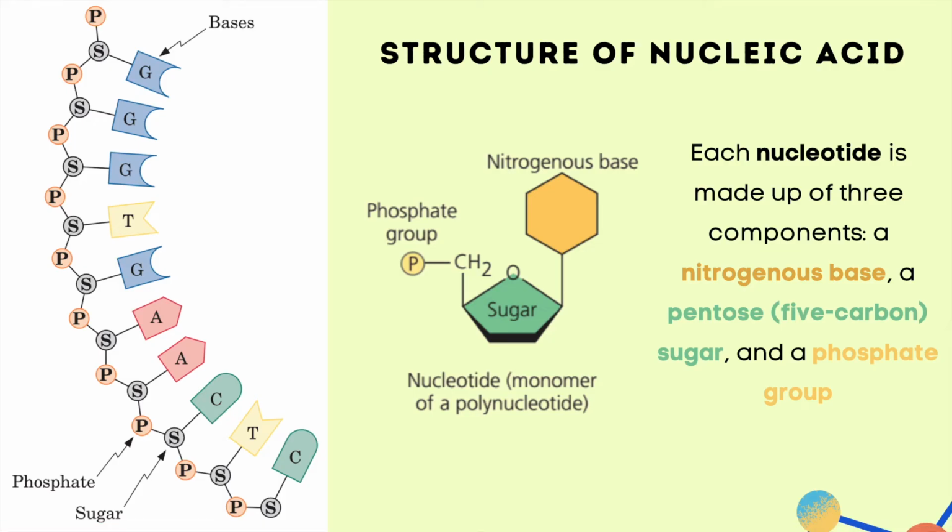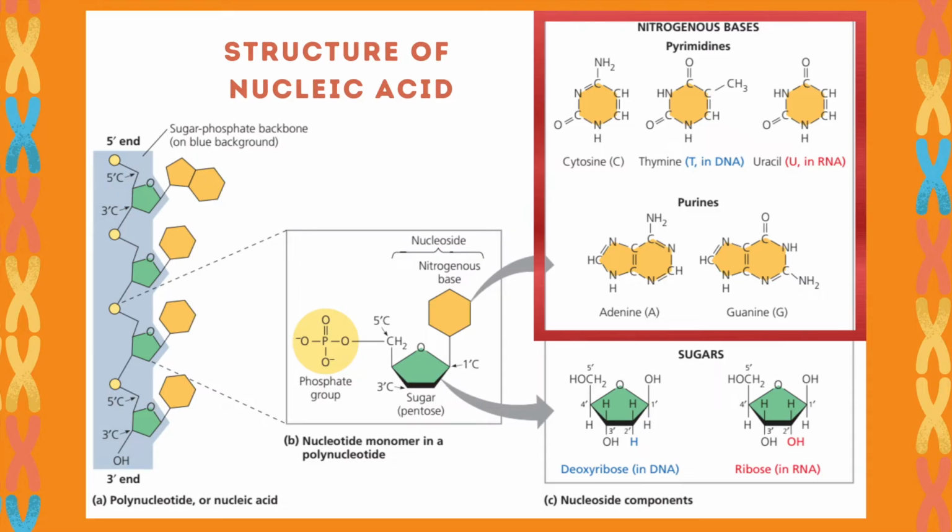As mentioned, DNA and RNA are made up of monomers known as nucleotides, and each nucleotide is made up of three components, namely a nitrogenous base, a pentose or a 5-carbon sugar, and a phosphate group. Now let's consider each of these components in the next slide, beginning with the nitrogenous bases.